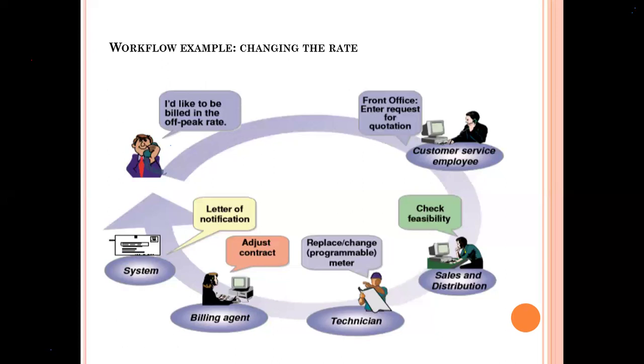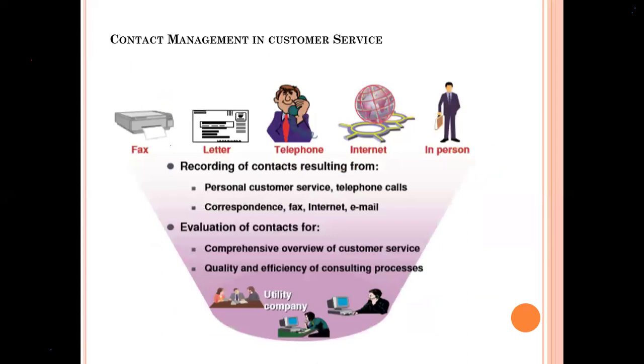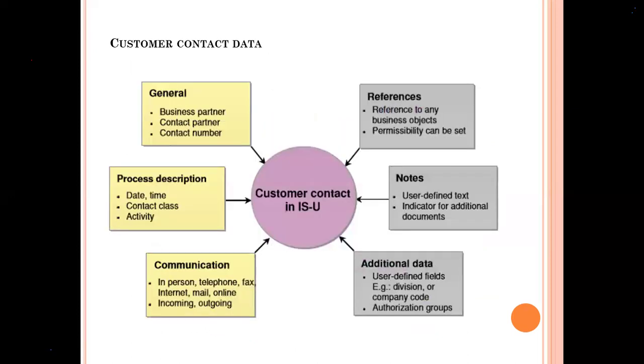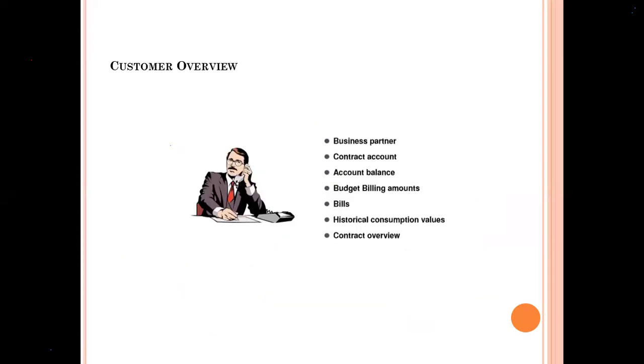So this whole cycle will be common for any kind of service we provide to the consumer, and it is done through the screen called the CIC screen. Okay, so that's how it is for the day. And this customer overview we can get through all the master data, whether it's the business partner, contract account, account balance, budget billing amount, bills, historical consumption value, or contract overview. Anything they give, you have to be very smart and extract the information of that consumer.